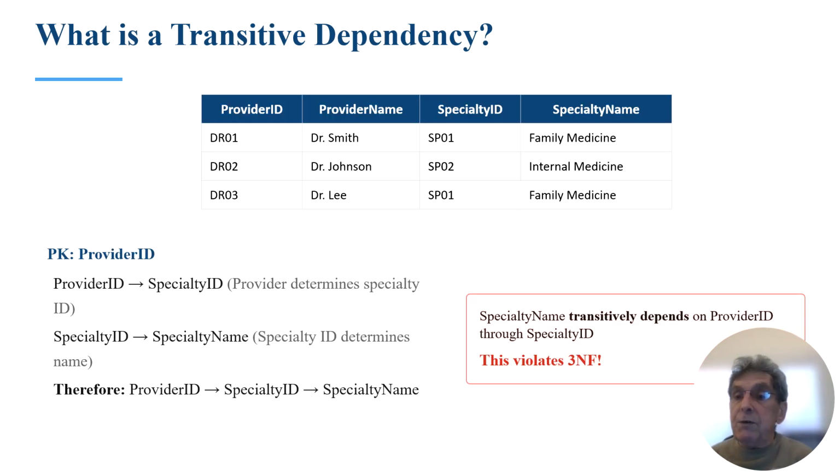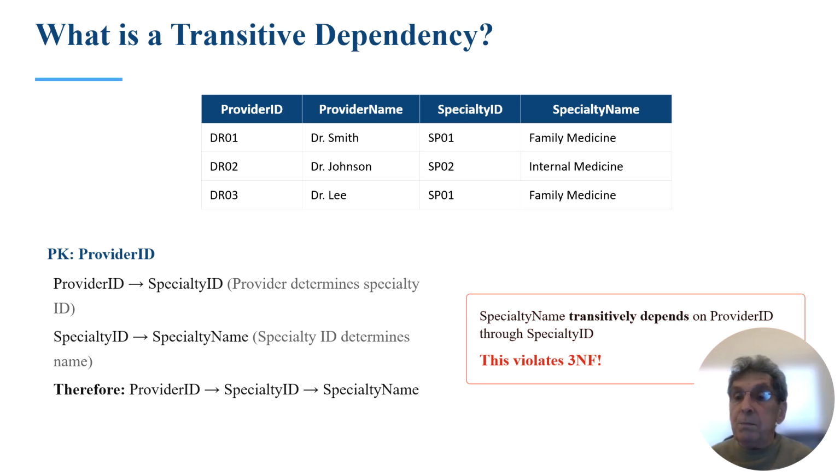Let's trace through a transitive dependency in detail. This table lists healthcare providers. Provider ID is the primary key. Look at the dependency chain. Provider ID determines specialty. Dr. Smith has specialty ID SP01. If you know the provider, you know their specialty ID.